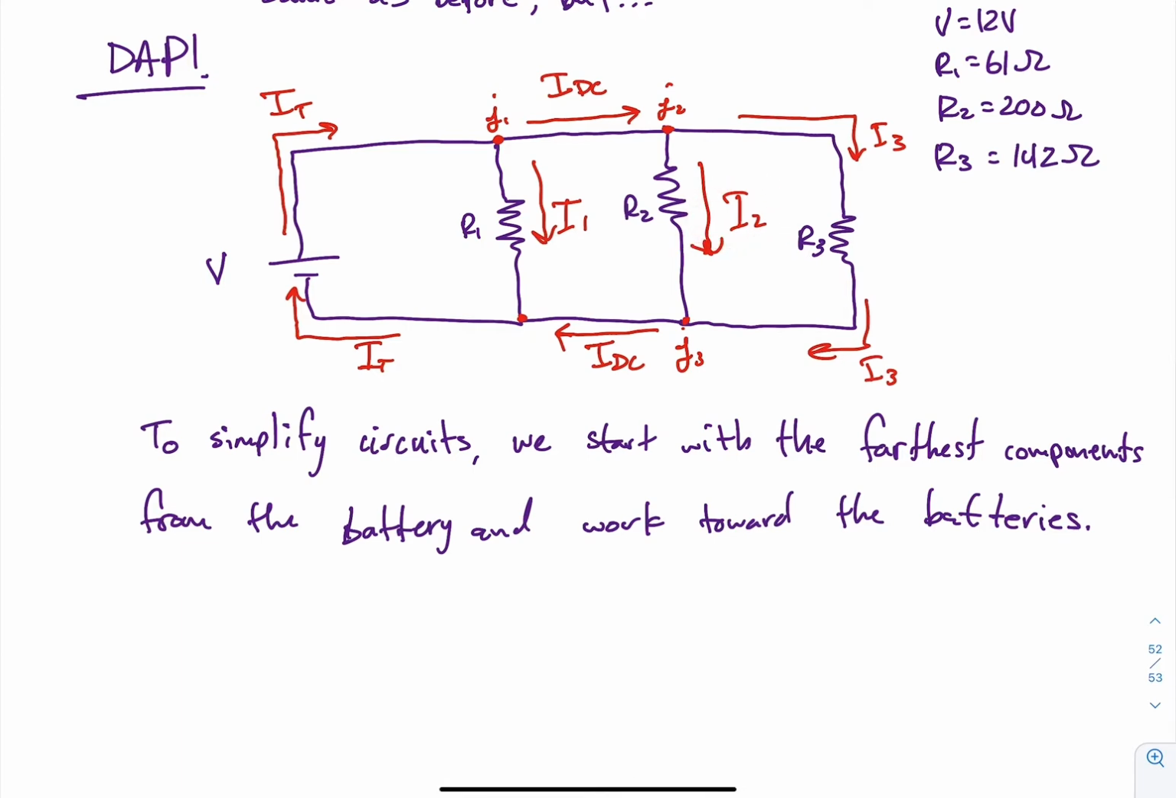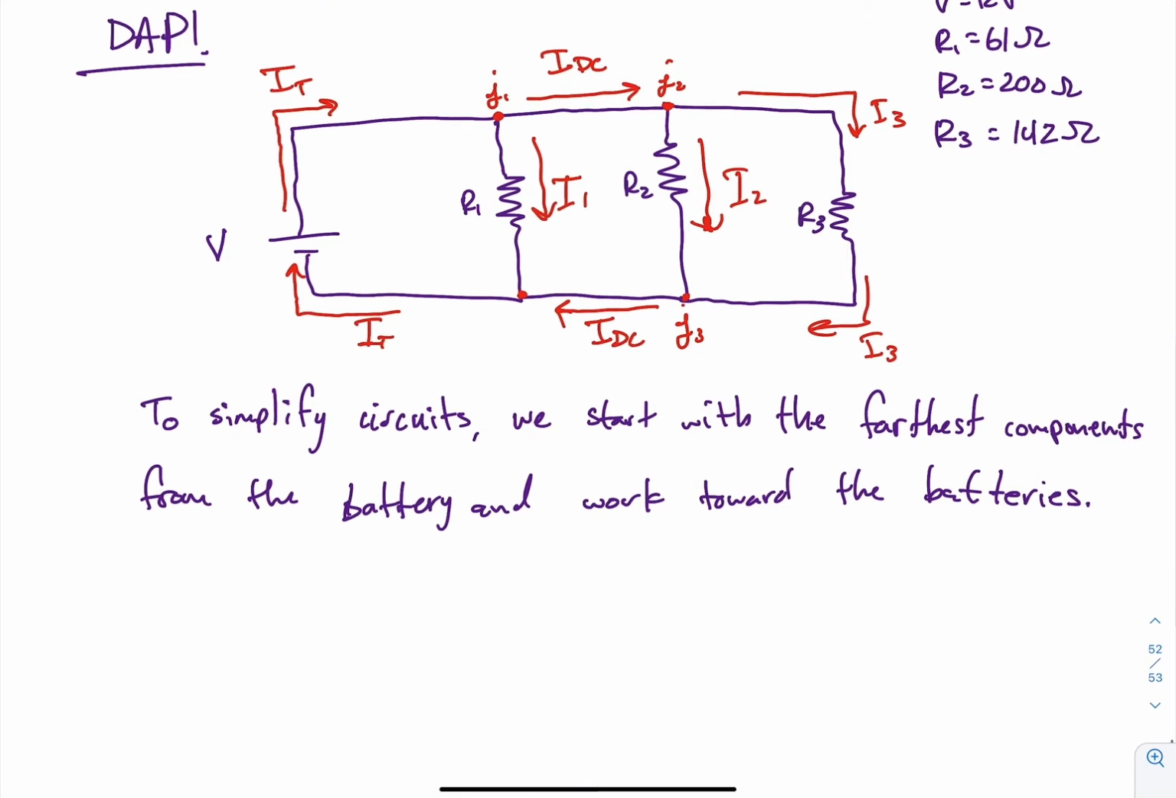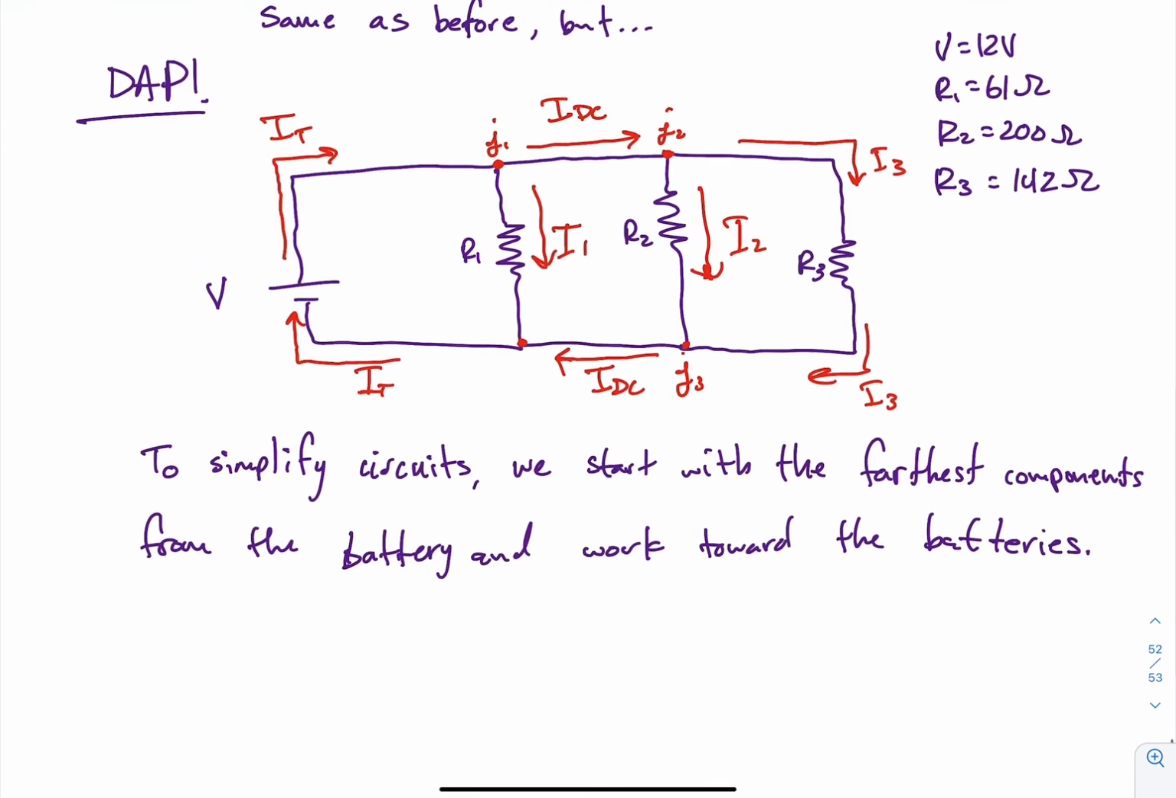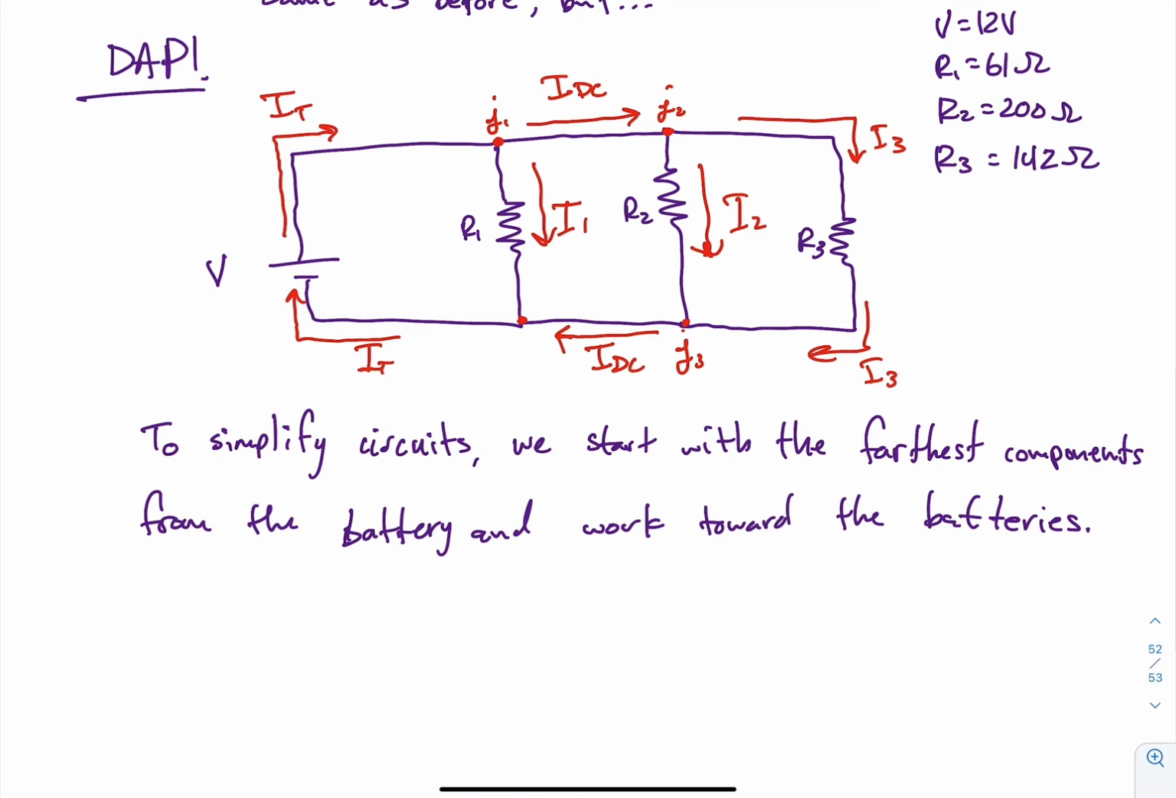But just because most current will take the path of least resistance, we also know that if there are any closed connections in this circuit, the power supply will establish current throughout the entirety of the circuit, no matter the resistance. So just little things.